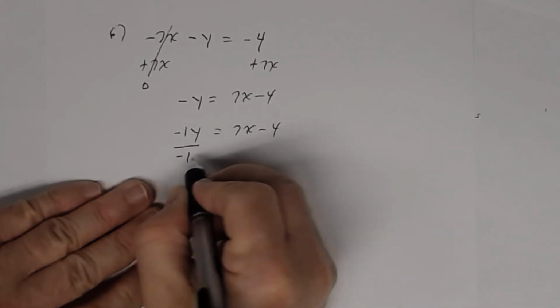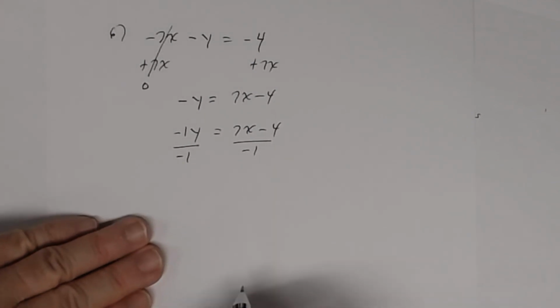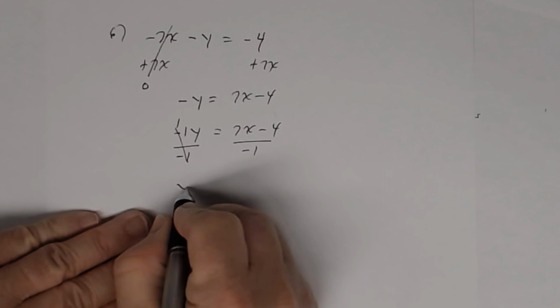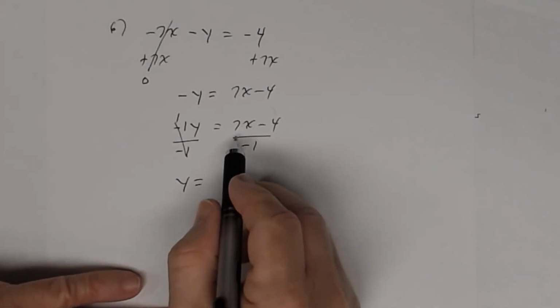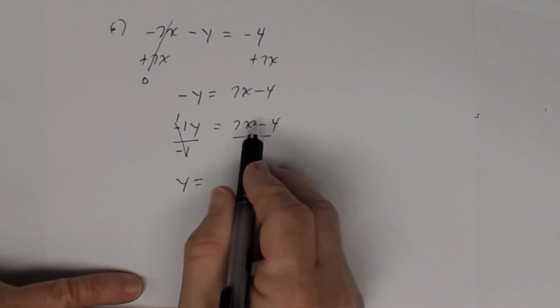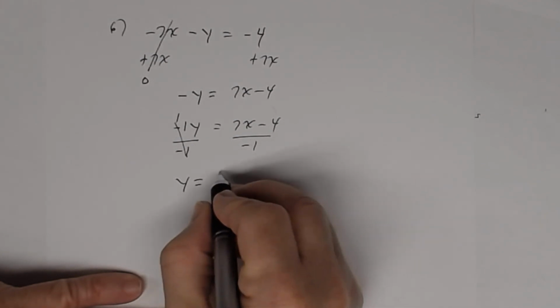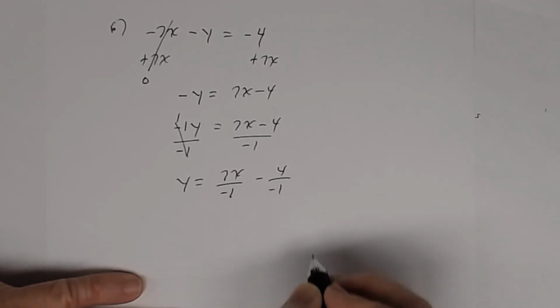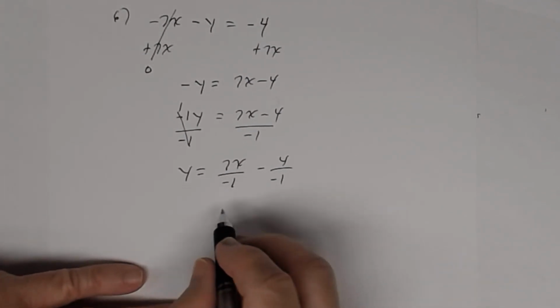So we're going to divide both sides by negative 1, just like that. Negative 1 divided by negative 1 is 1. 1 times y is y, equal. Now let's take each of those terms in the numerator divided by negative 1. So 7x divided by negative 1 minus 4 divided by negative 1. Now you got to simplify this further.